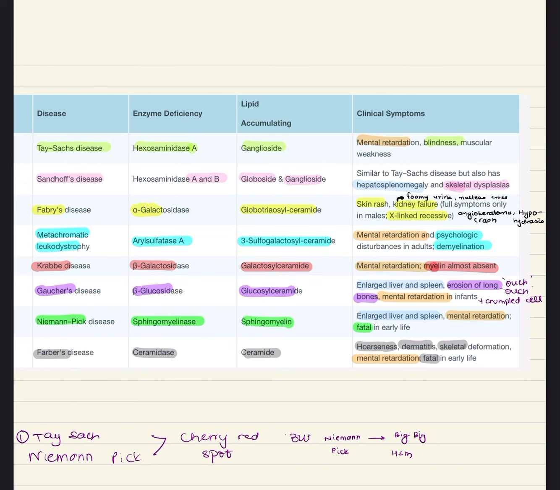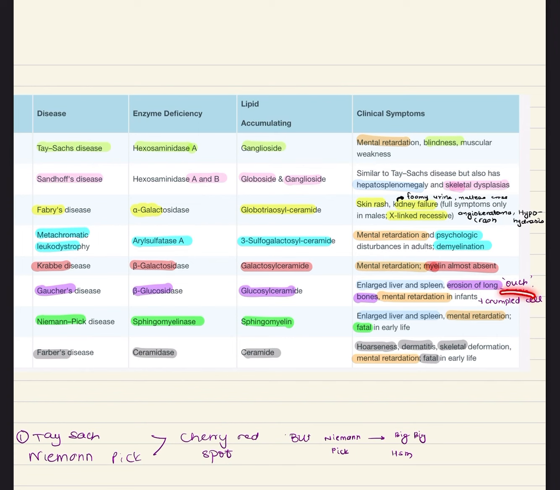Gaucher's disease: Gauche is glue. So you can remember beta glucosidase is Gaucher's, and what is accumulating? Glucosidase is not there, so glucosylceramide is accumulating. This is similar to Krabbe, where beta galactosidase is not there and galactosylceramide is accumulating. Glucosidase is not there, glucosylceramide is accumulating. Now remember Gauche, ouch. You can remember the ouch is for the bones because they have erosion of long bones.